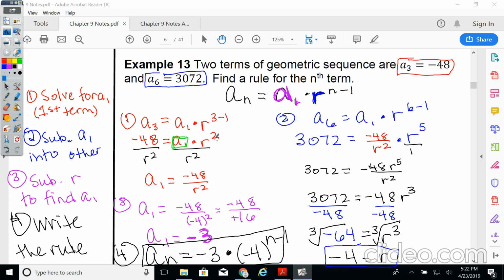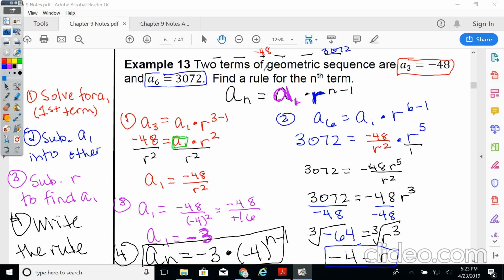All right, the other way that I've seen is with the little spaces. So 1, 2, 3, 4, 5, 6. And you put this one in the third space, negative 48, and you put this one in the sixth space, 3072. What you cannot do is just subtract the two and then divide by 3. That would be an arithmetic sequence. It works for arithmetic. It does not work for geometric.